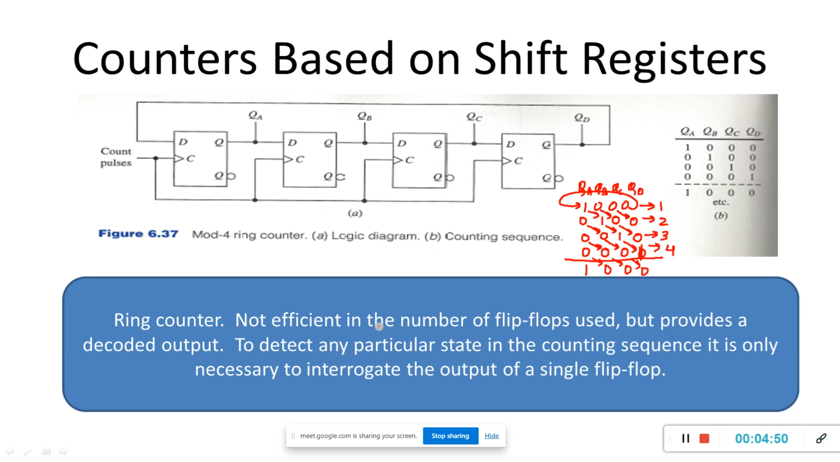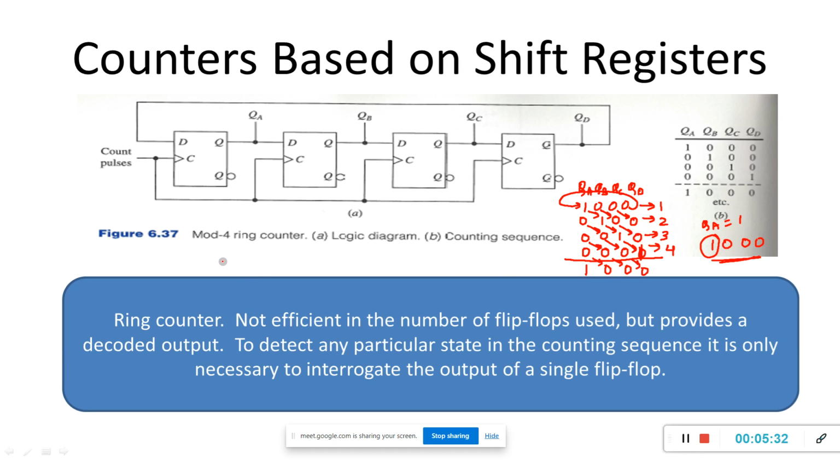A ring counter is not efficient in the number of flip flops used, but it provides a decoded output. If I want to detect any particular state in the counting sequence, it is only necessary to interrogate the output of a single flip flop. Suppose I want to detect that the counter is in this state. What I have to do is check only the QA output, whether it is 1. If it is 1, then all others will obviously be 0, right? So in order to detect any state, I have to check only one of the flip flops.